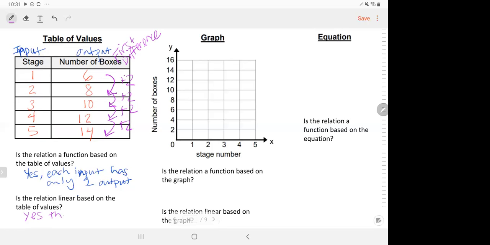Yes, the difference between the number of boxes is constant.